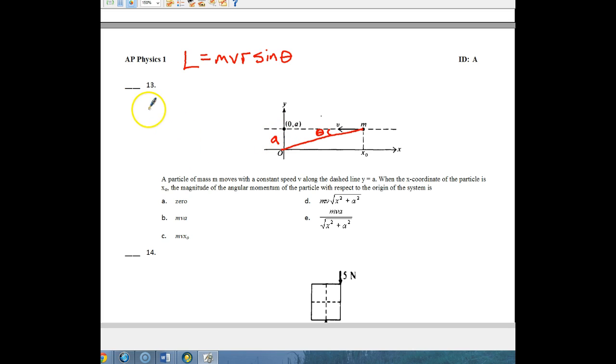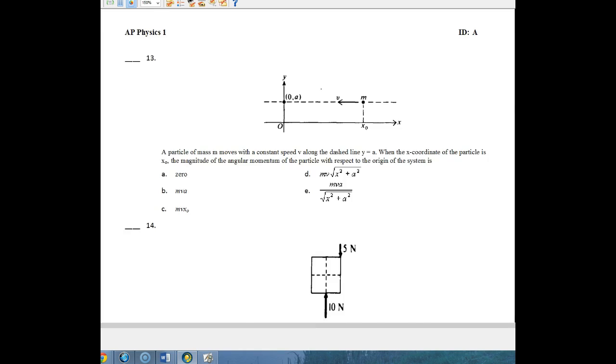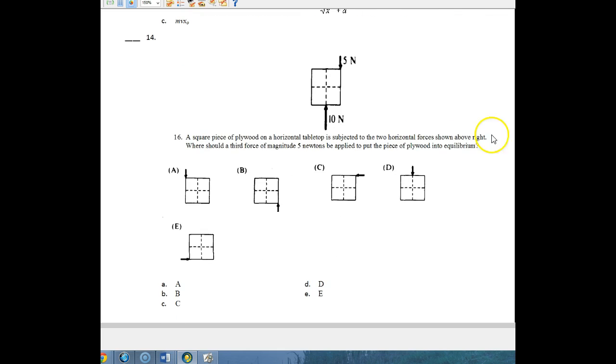And so this one's really kind of easy if we think about it. If r times sine of the angle is A, our answer is simply mv times A. So remember, if I take r times the sine of the angle, that gives me this side, and so our answer is simply B. So that one's just nice and easy to do. The next one that we need to do is number 14. It says we've got a square piece of plywood on a horizontal tabletop.